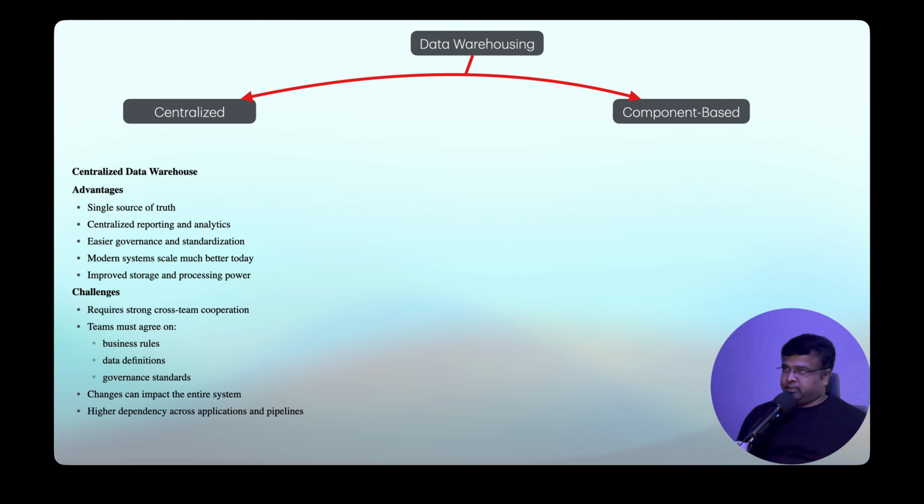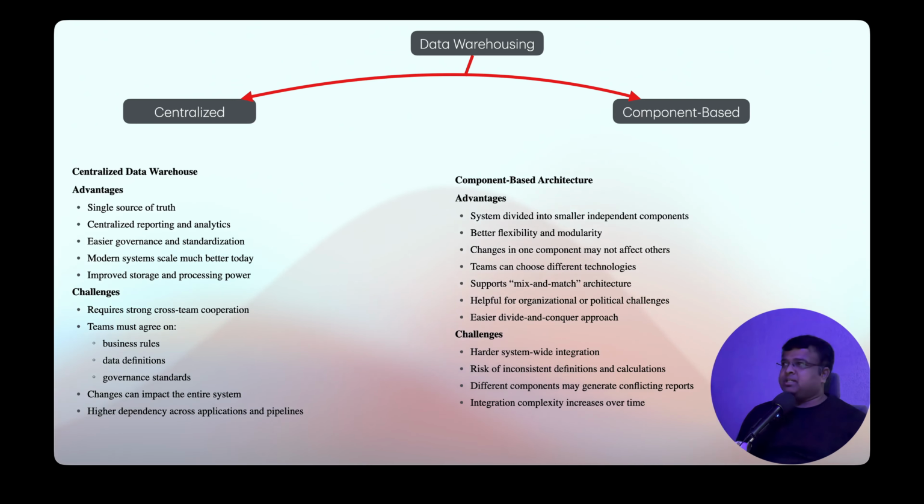This approach has real benefits too. For example, changes in one component do not necessarily affect everything else. Different teams can also use different technologies if needed. Maybe one group uses a newer database platform while another uses a different BI tool. So you get flexibility and a kind of mix and match architecture. If done properly, these components can still integrate with each other and work together as a larger ecosystem.